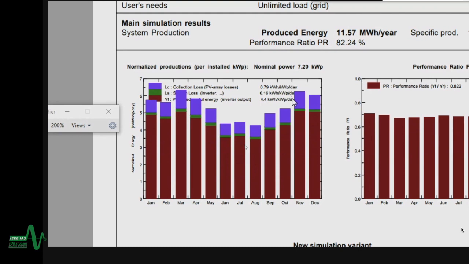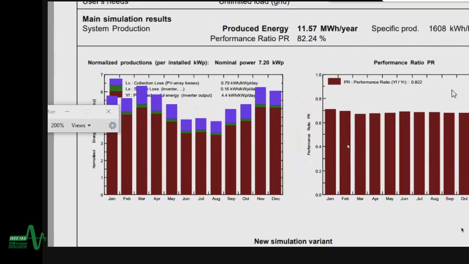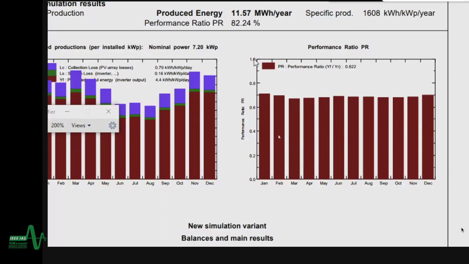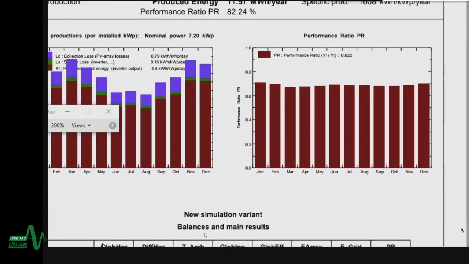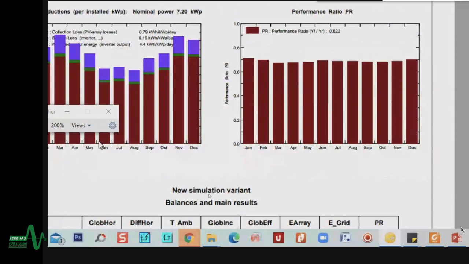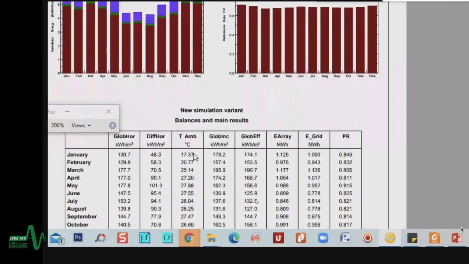It's okay, it's negligible. However, the collection loss, the PV array loss, is huge. A huge portion. And the performance ratio, the maximum performance ratio can be 1, which means 100% efficient. That's not possible in the real world. So it's fine, 82%. We are happy with it.